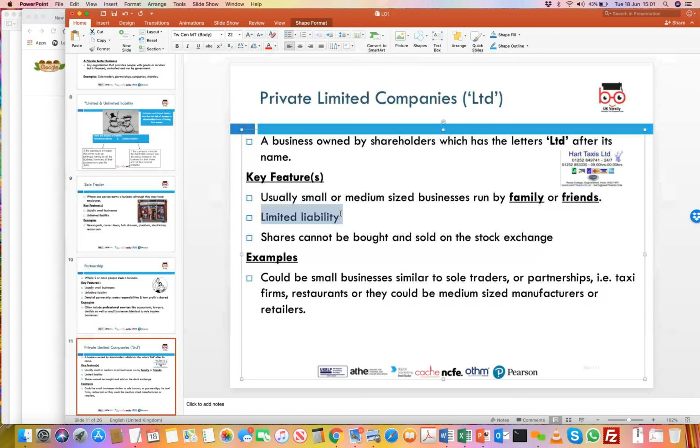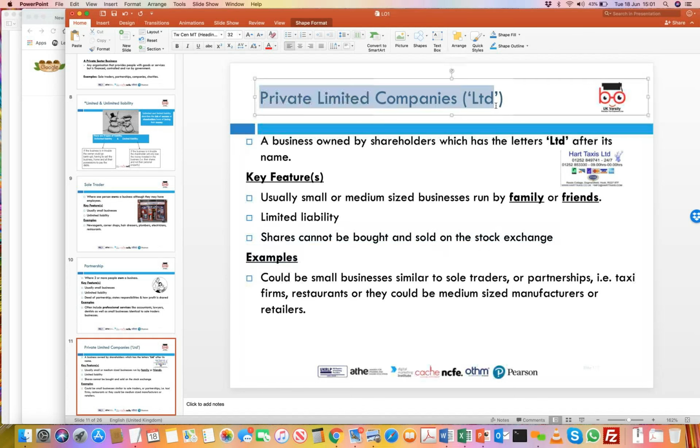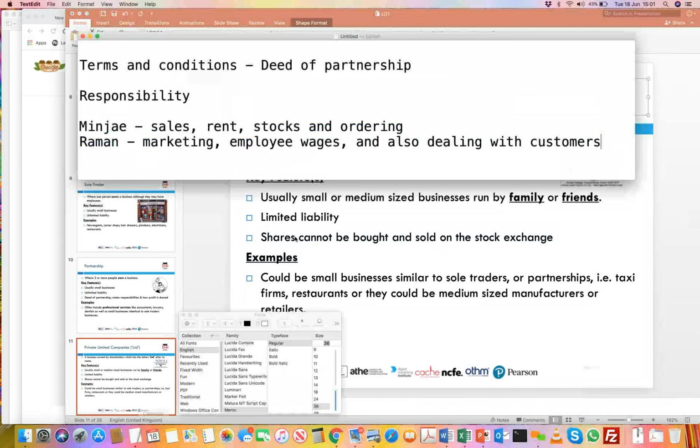So if the business makes a loss or the company closes, the personal assets of the directors or people who have invested in the company cannot be possessed by the creditors. And here, shares cannot be bought and sold on the stock exchange. So what is the main difference between a private limited company and a PLC?